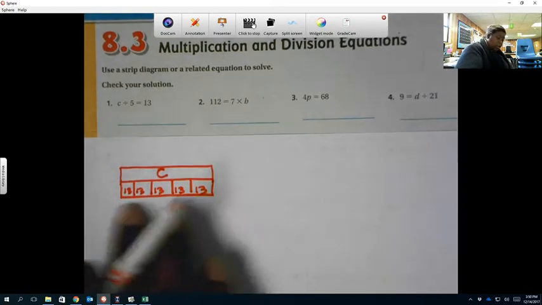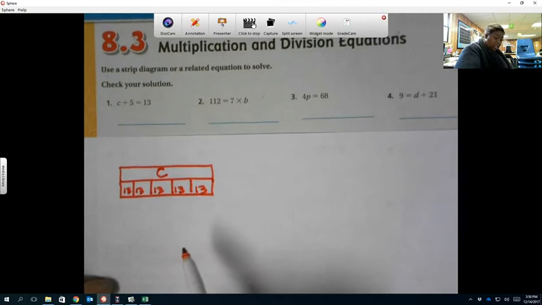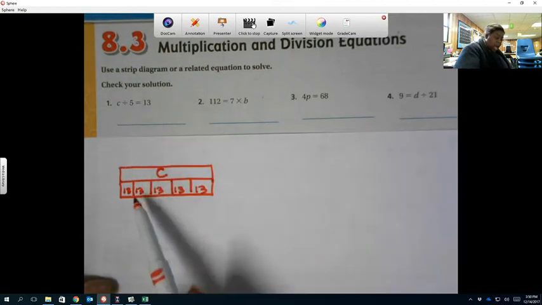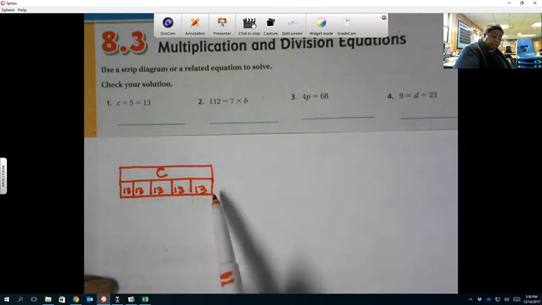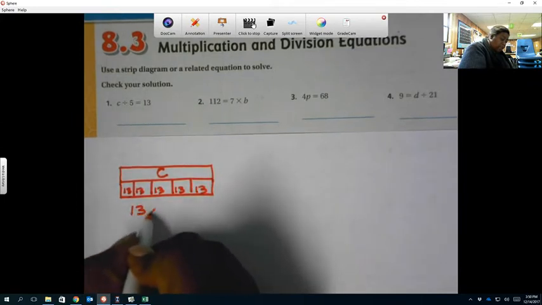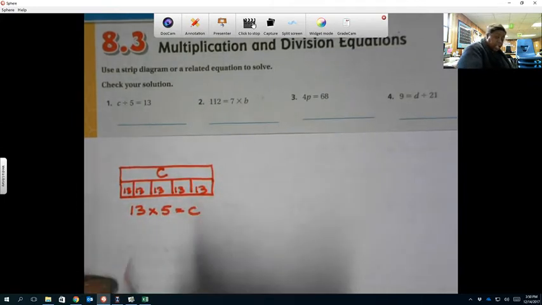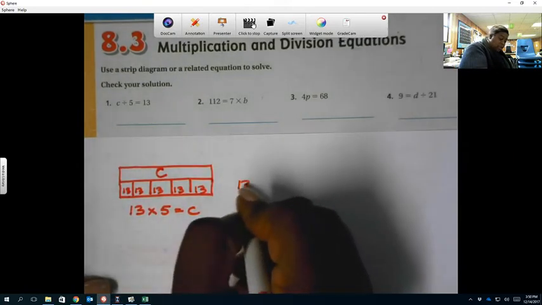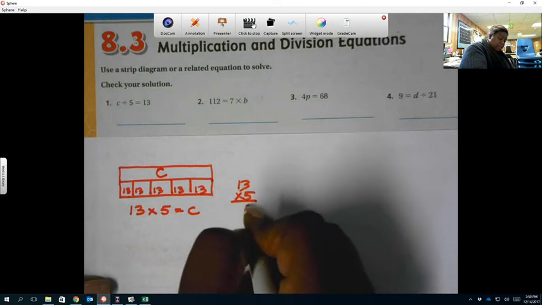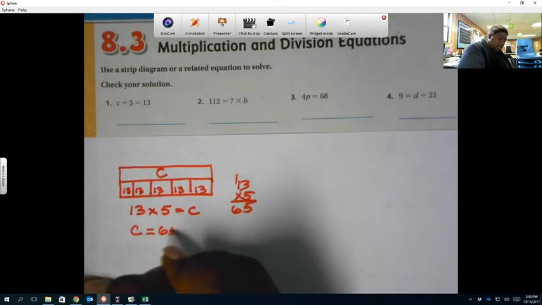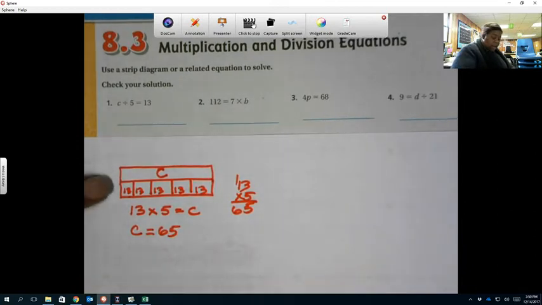I can also do a related equation, because besides writing C divided by 5 equals 13, I see that I have 5 groups of 13, so I could write 13 times 5 equals C. And then I would continue to solve 13 times 5 and get 65. C equals 65. So I can do a strip diagram or related equation to solve.